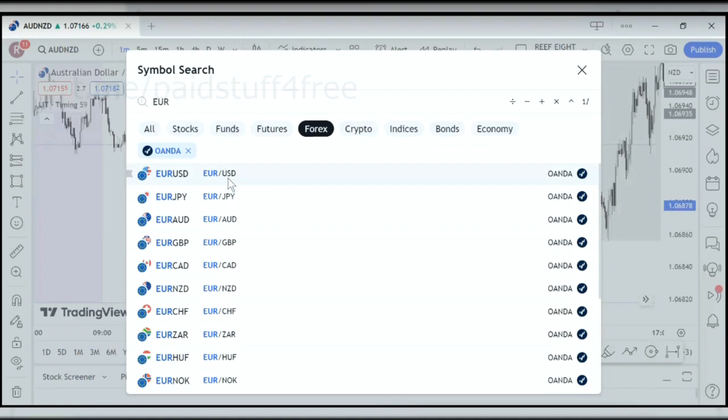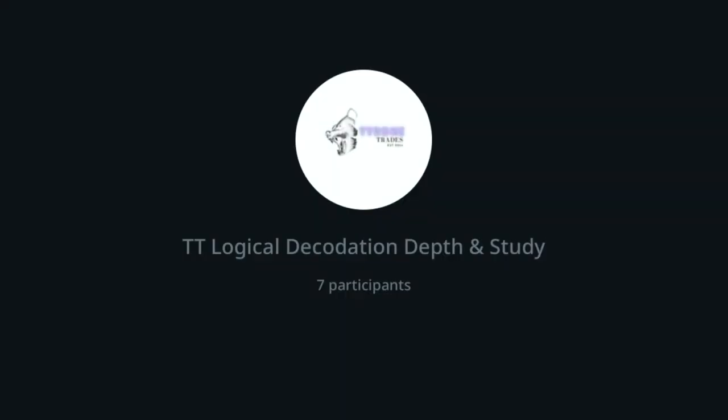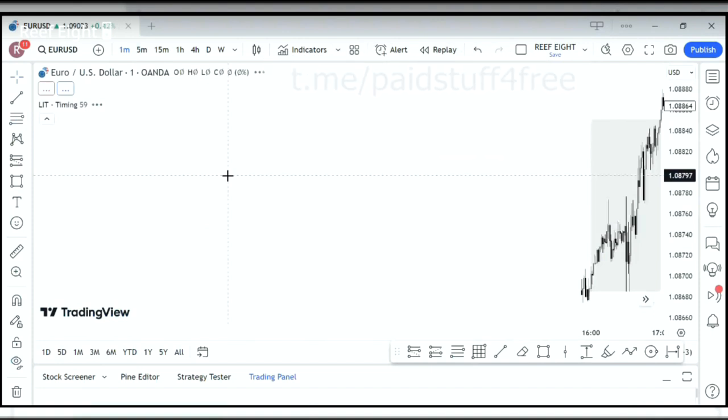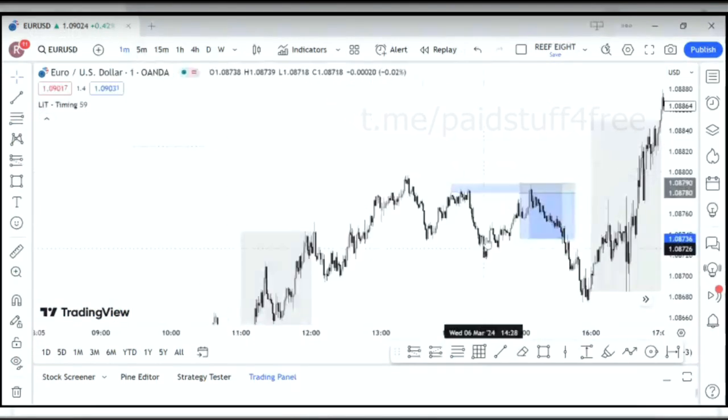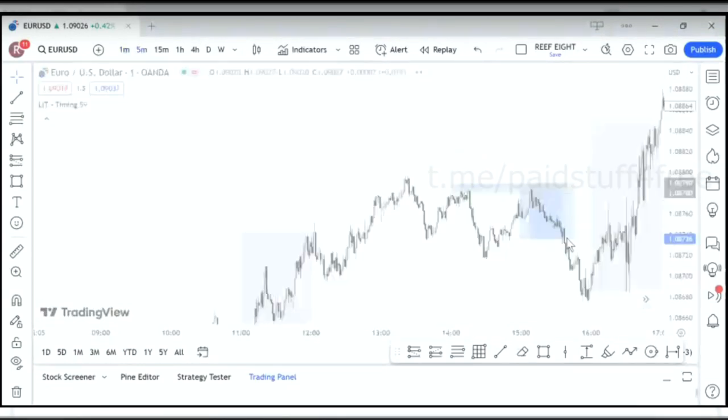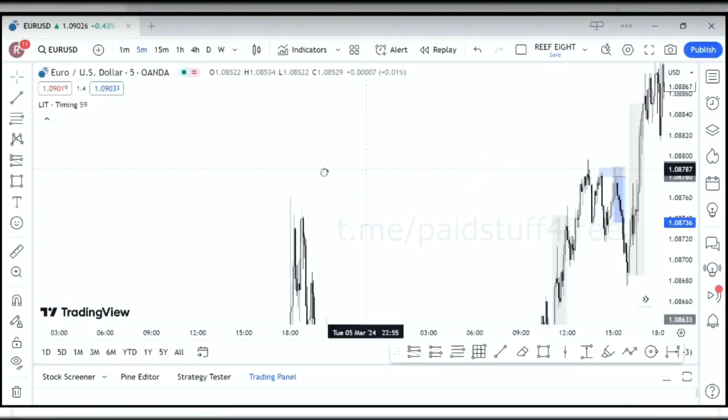Euro USD. Euro USD gave us this. Now this one is going to show you the importance of putting your stop loss slightly above. Now here on Euro USD, we had this.